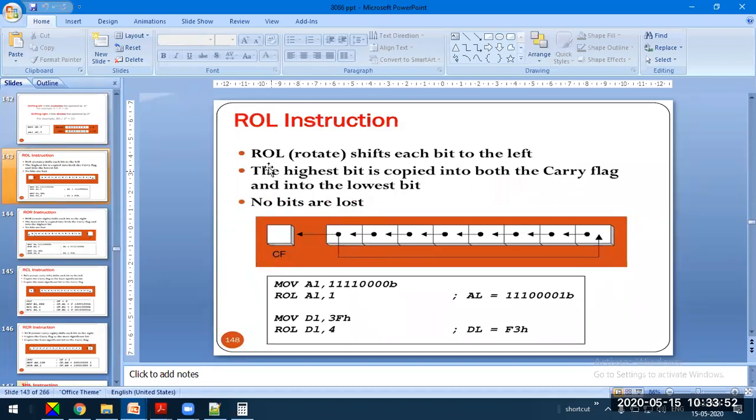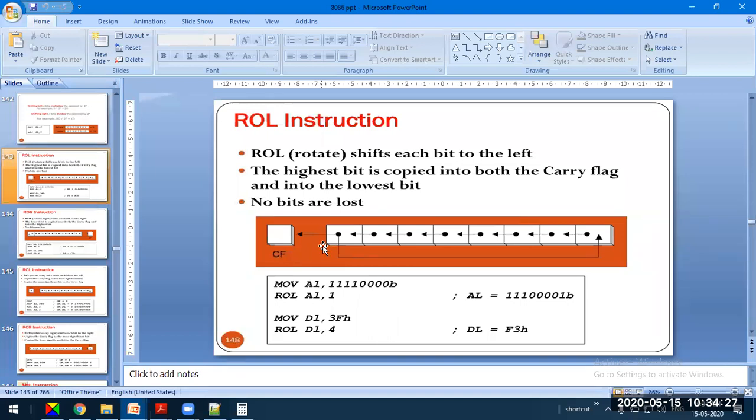Next is the rotate operation, which has different types. Rotate left shifts each bit to the left. The highest bit is copied to the carry flag and also to the lower bit. In a normal shift left operation, the MSB goes to the carry flag and the lower bits are loaded with 0. In a rotate left operation, the MSB goes to the carry flag and is also copied into the LSB. So it's a rotate operation basically.